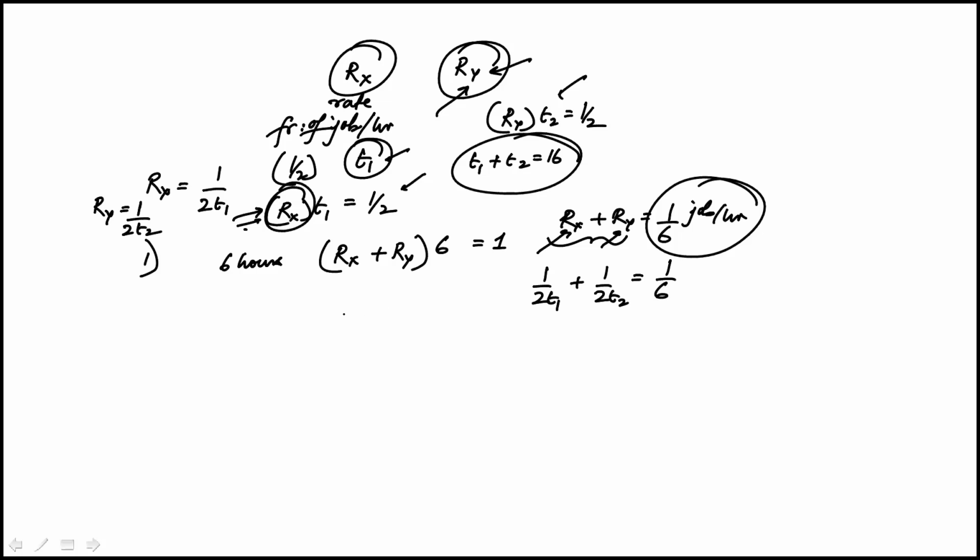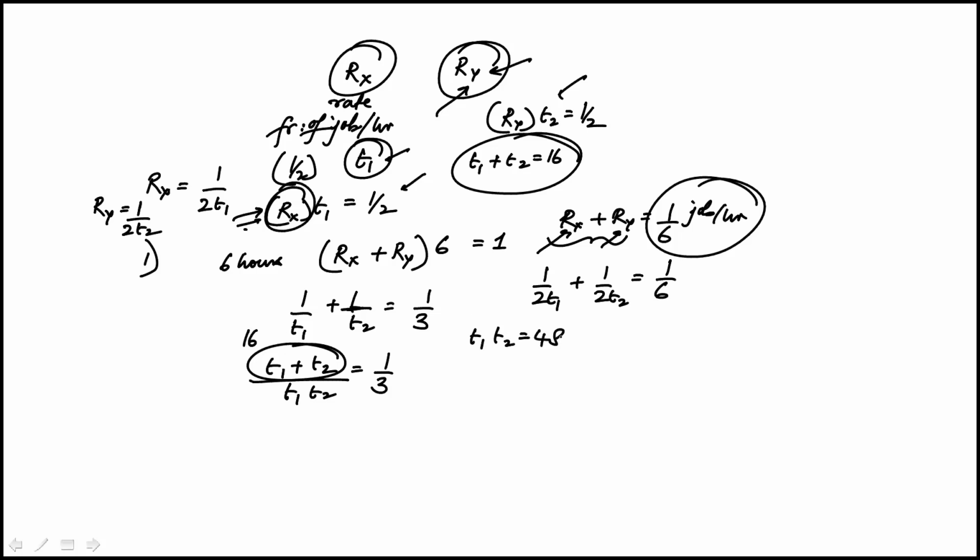I also have that equation. So I do have two equations. Let's see where it goes. I'm going to multiply both sides by 2. So it becomes 1/3. And then if I add them, (T1 plus T2) over (T1 times T2) is 1/3. You'll notice this one is given to me as 16. So I get product of T1 and T2 is 48. So my two equations are these two.